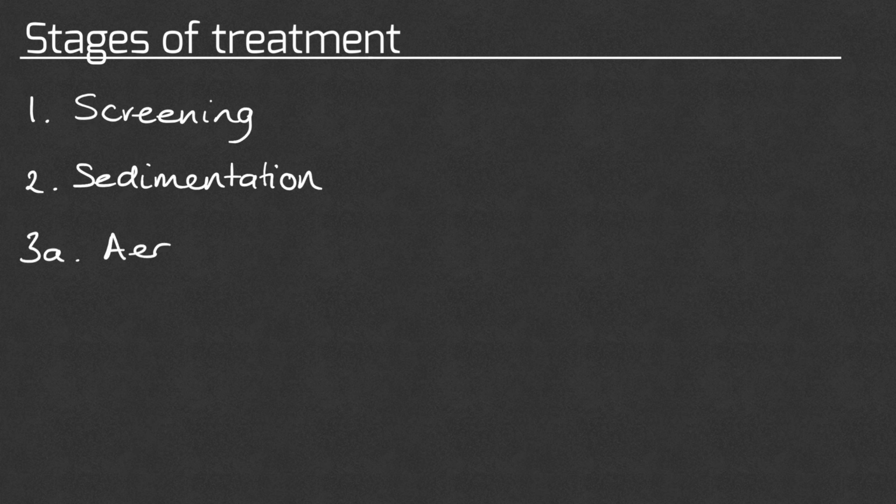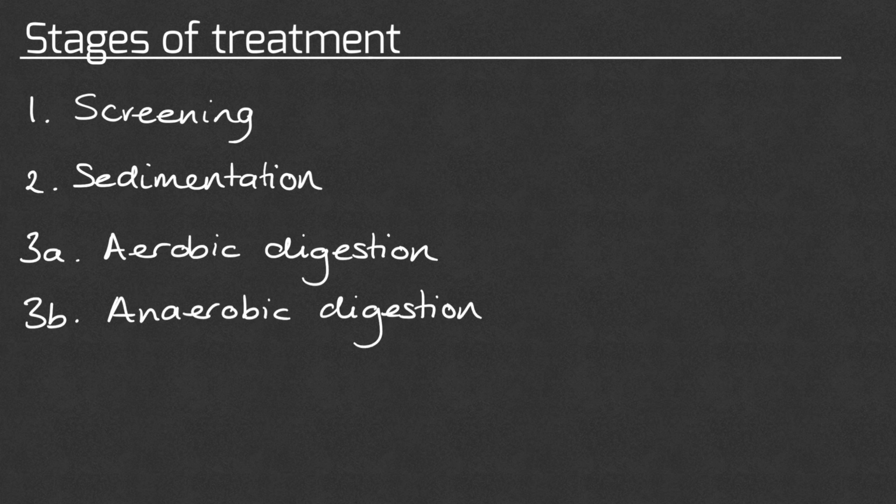There are 4 stages for the treatment of wastewater. The first thing we do is screen the water. We then put it in a sedimentation tank. The water from that tank is then treated via aerobic digestion, and the solid waste from that tank is treated with anaerobic digestion. We're now going to look at each of these 4 steps in more detail.